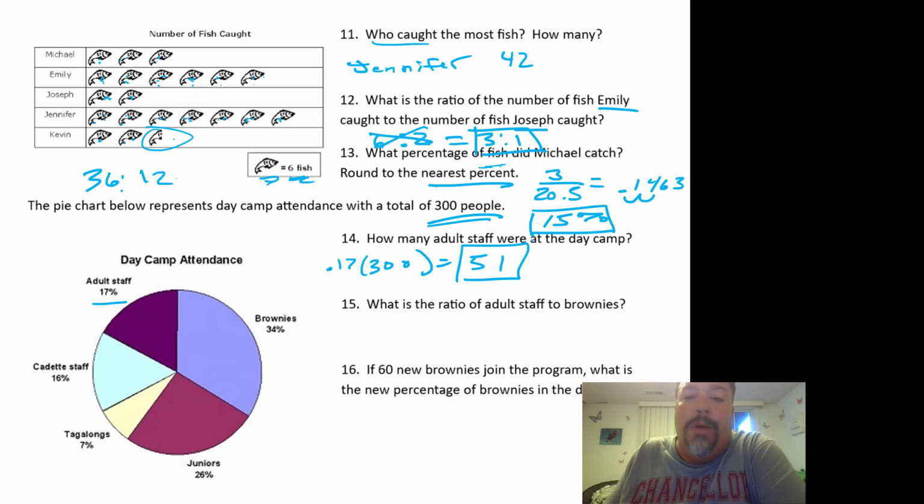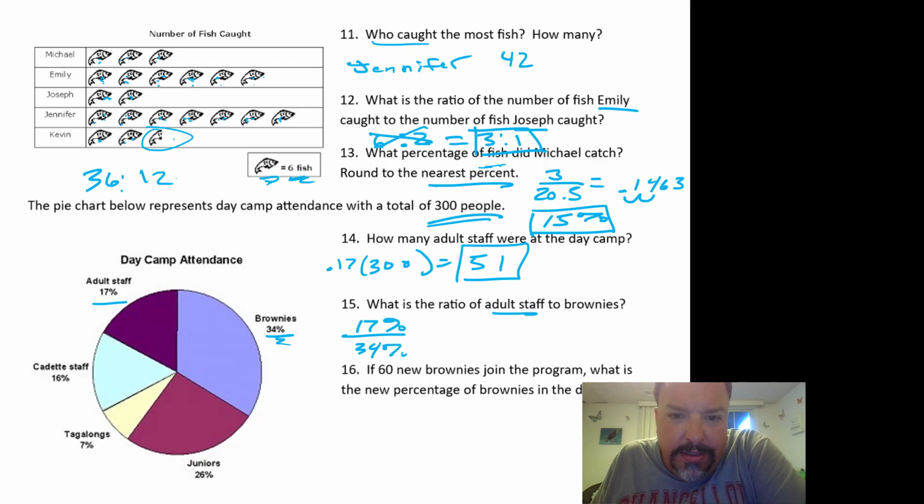What is the ratio of adult staff to brownies? So this gives us parts out of the whole, but we're only concerned with the ratio. So when you do ratios, you could use the percents here. You don't have to find the actual number. So the adult staff is 17%. The brownies is 34%. 17 over 34 reduces to 1/2. So we get 1 over 2.